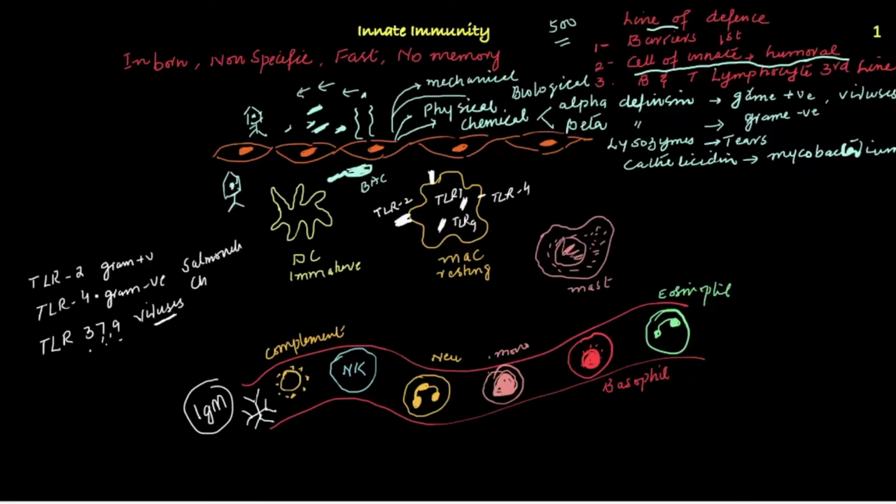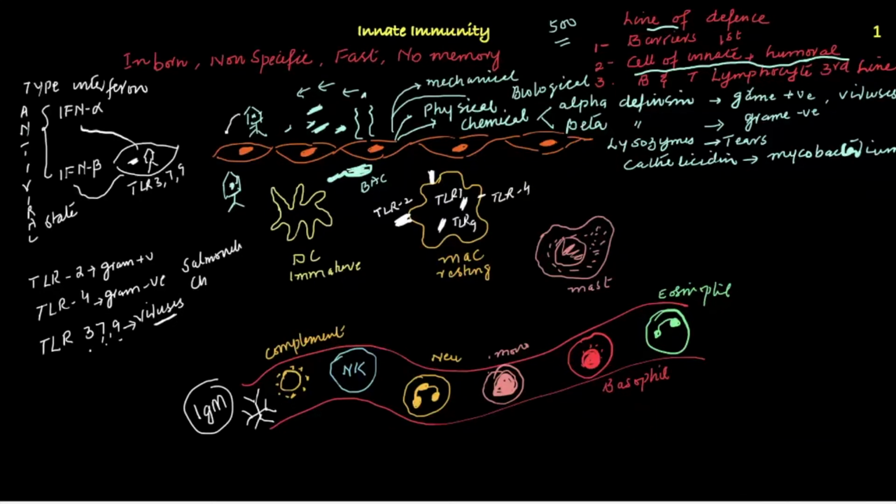So these are the receptors. They will detect: TLR2 will detect gram positive pathogens, TLR4 will detect gram negative, TLR3, 7, and 9 will detect viruses. Viruses are all obligate intracellular. So this virus entered the cell. Inside the cell are receptors TLR3, TLR7, TLR9. They will detect this virus. When they detect this virus, these epithelial cells will now produce interferon alpha and interferon beta, which will create an antiviral state.